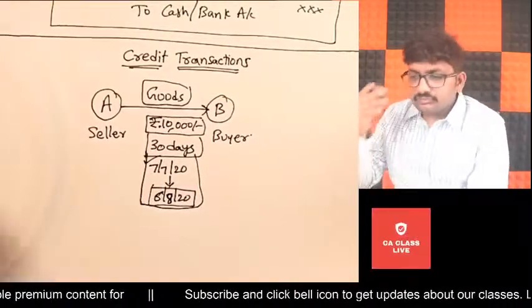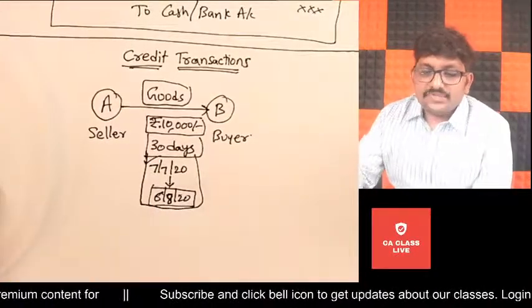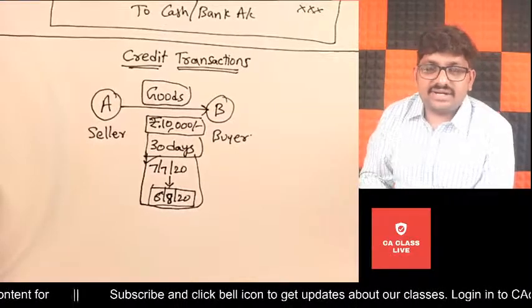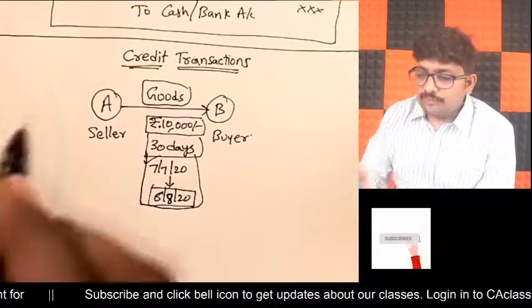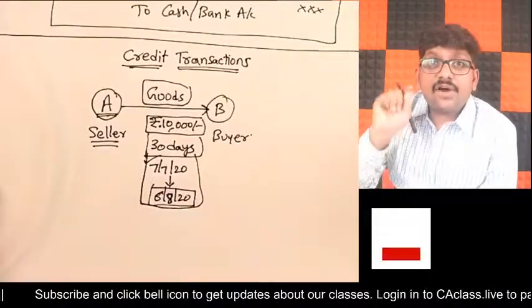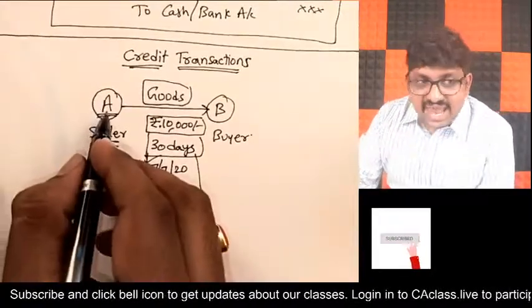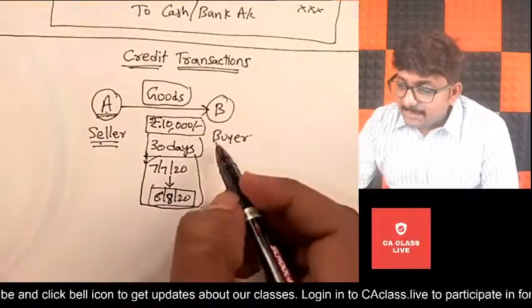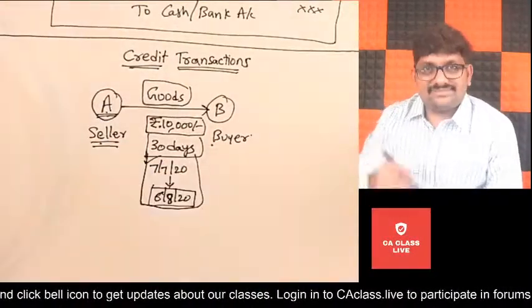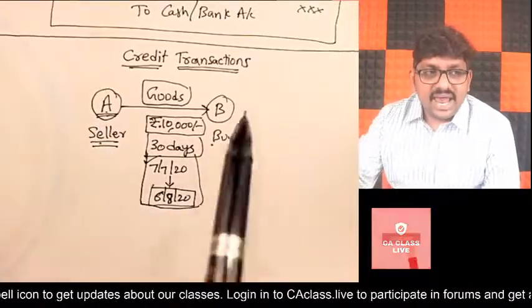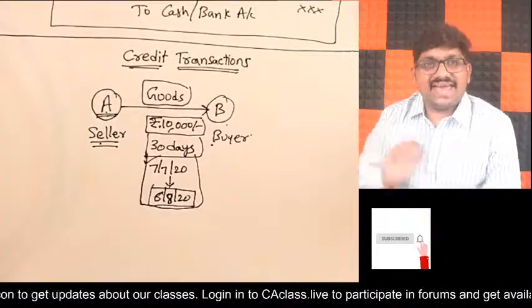Got it? Let us see. As soon as you give this on a credit basis, what will happen? Till now A is a seller, for whom? A is seller for B, and B is a buyer for A, not for you and me. Correct? A is a seller for B and B is a buyer for A.